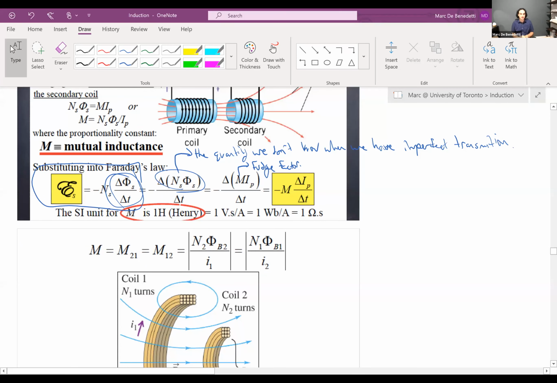That's all mutual inductance is. It's imperfect transmission. It's a transformer that isn't perfect. That's mutual inductance, a transformer that isn't perfect.